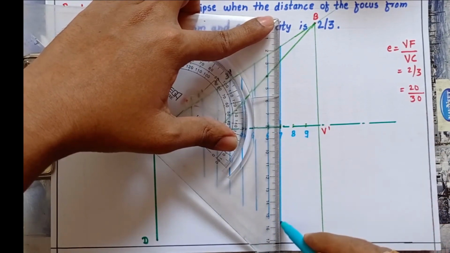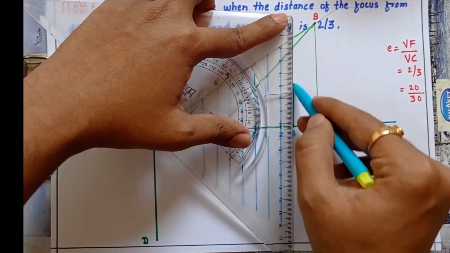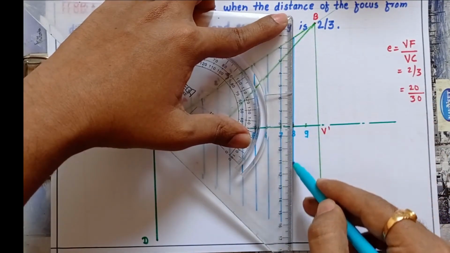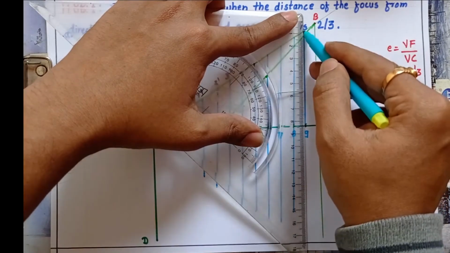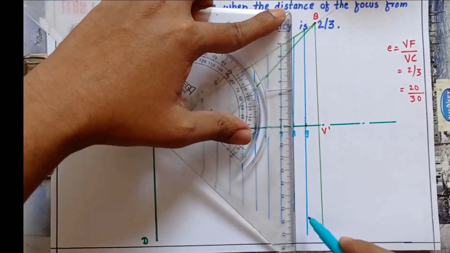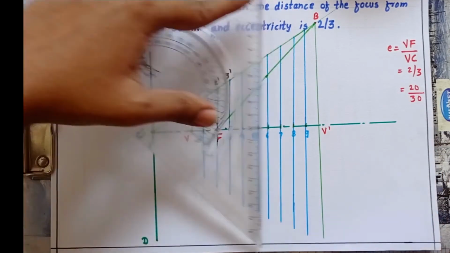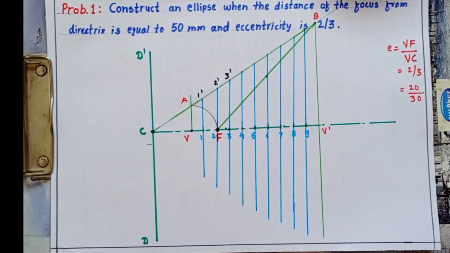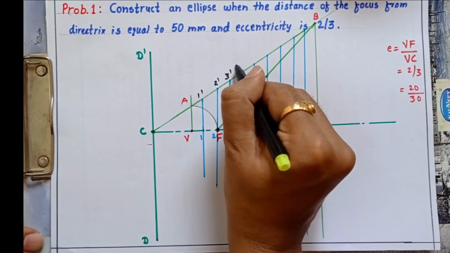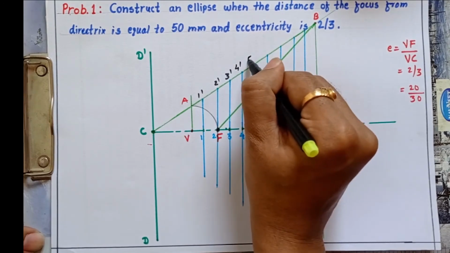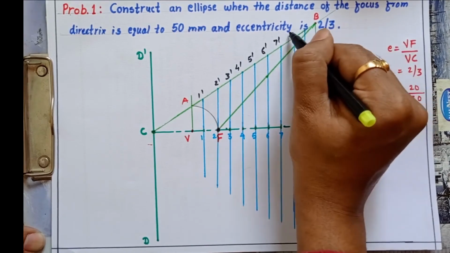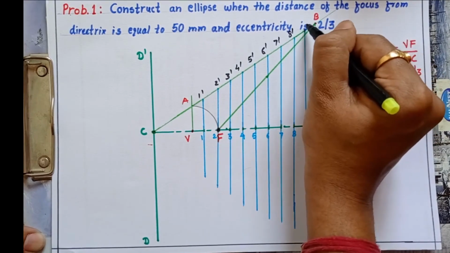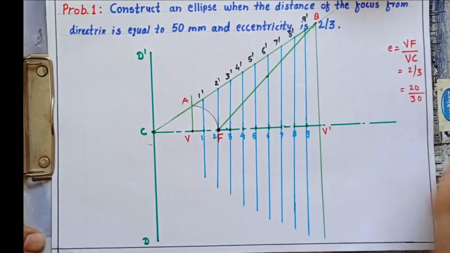7 dash, 8 dash, and the last point, that is 9 dash. Fine, we do naming for all these points. This is actually 3 dash, 4 dash, 5 dash, 6 dash, 7 dash, 8 dash, and this point is to be called 9 dash. Fine.